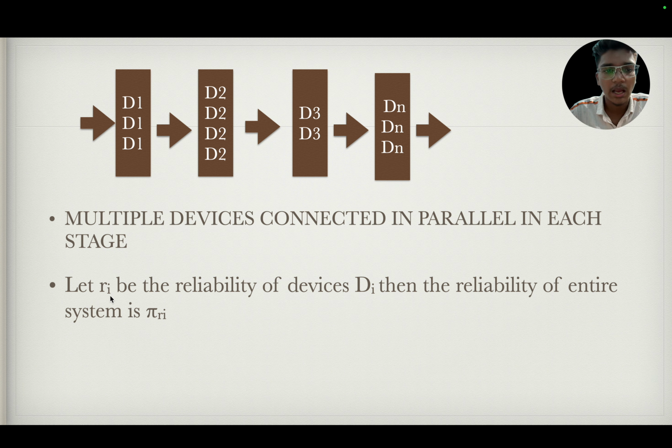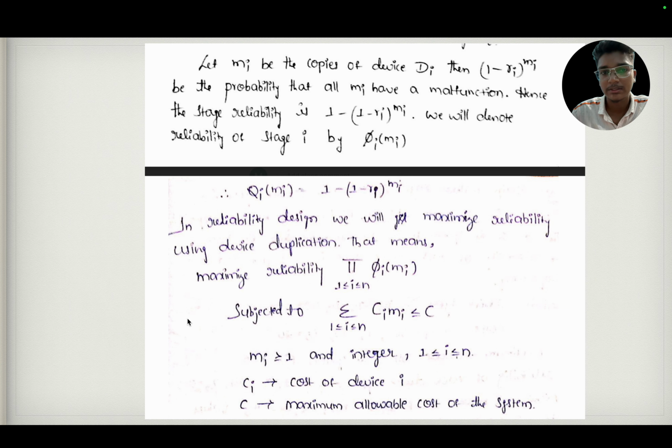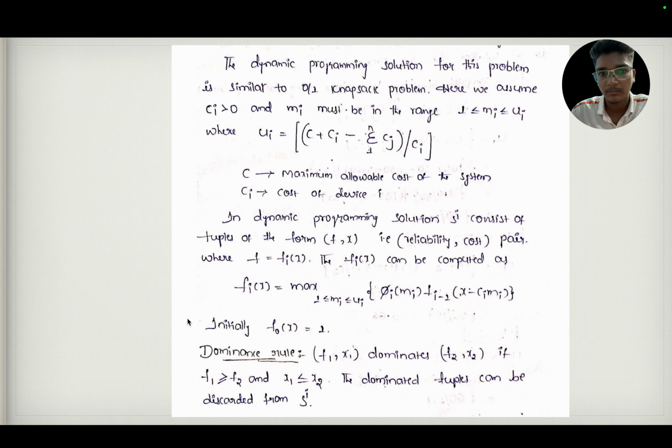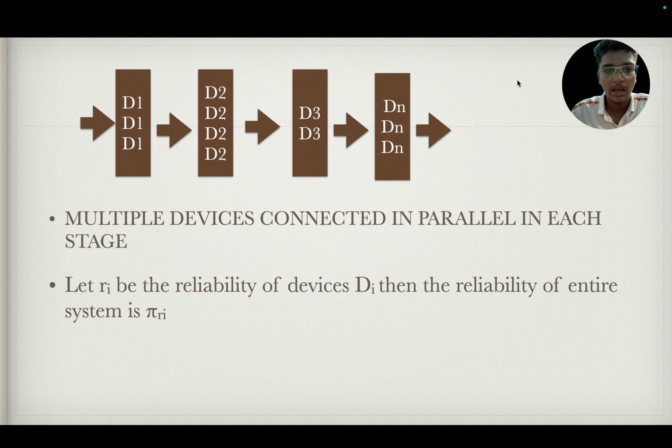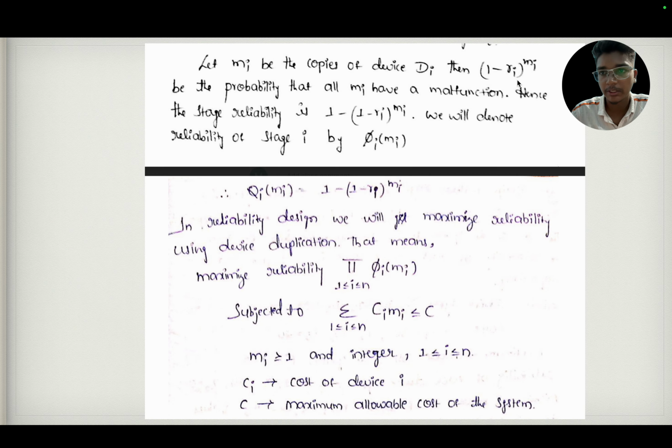Next, let ri be the reliability of device di. Then the reliability of the entire system is the product of ri. Let's describe more about this. Let mi be the copies of the devices, the number of copies we want to design. Then 1 minus ri. What is ri? ri is the reliability of the device di.